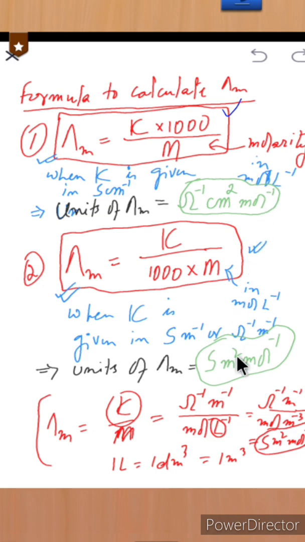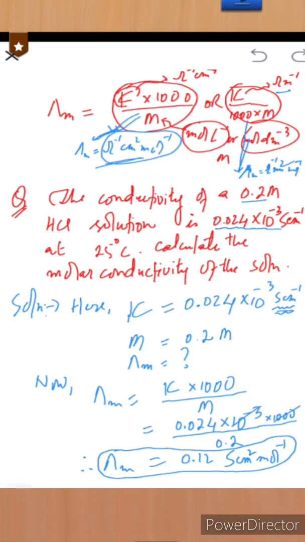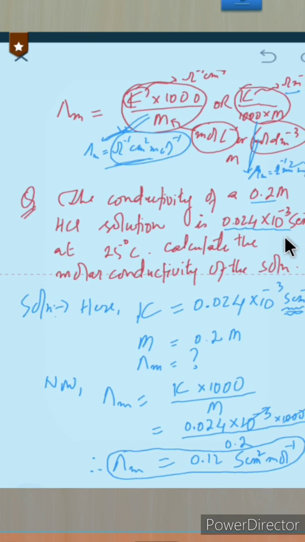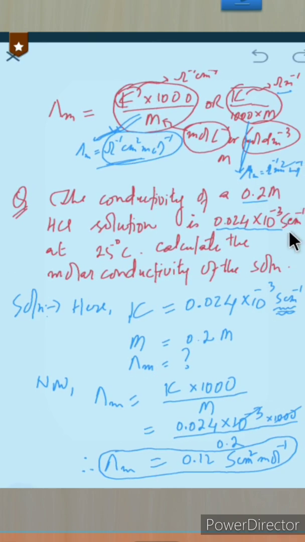Okay, so after this let me go to the next slide. The next slide is a question. The question is, the conductivity of a 0.2 molar HCl solution is 0.024 × 10^-3 Siemens per centimeter. This is given in CGS unit. In CGS, Siemens per centimeter is the unit.